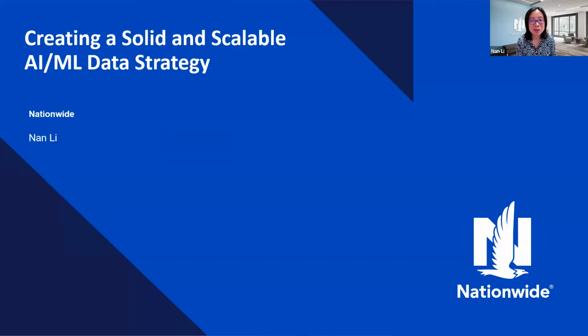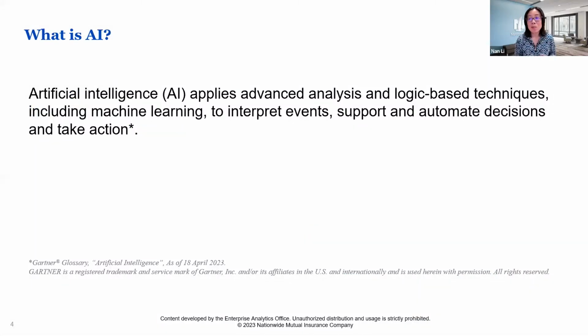So first, let's talk about the definition of AI, or artificial intelligence. There are many different ways you can get it. You can even type it into ChatGPT and see what definition you get. But I quoted this from Gartner. It says, artificial intelligence applies advanced analysis and logic-based techniques, including machine learning, to help interpret events, support and automate decisions and take actions. In this definition, I want to pay attention to two places. One is advanced analysis and logic-based technique. That's the core. The second is decision and action.